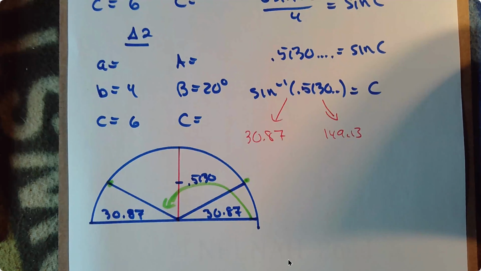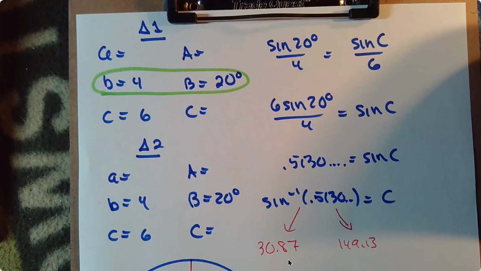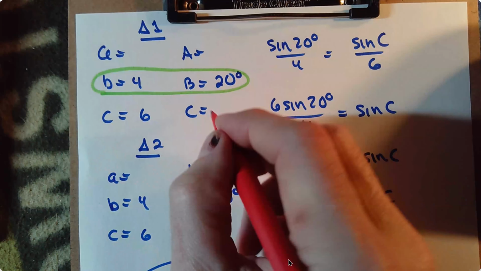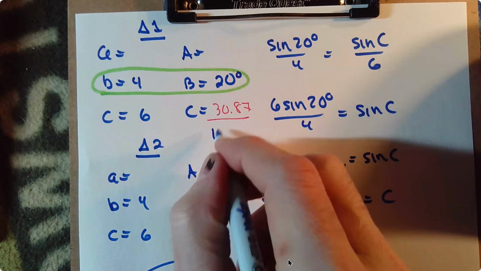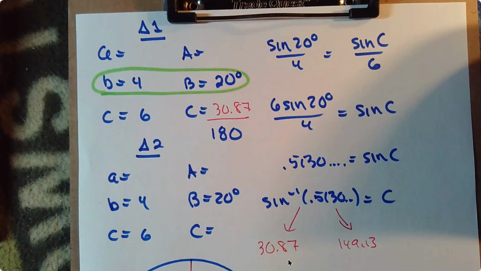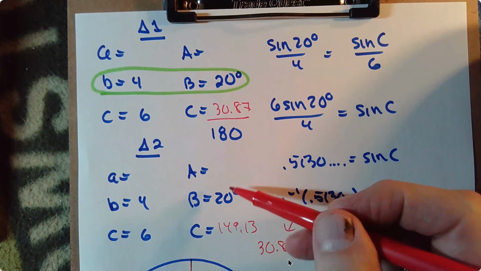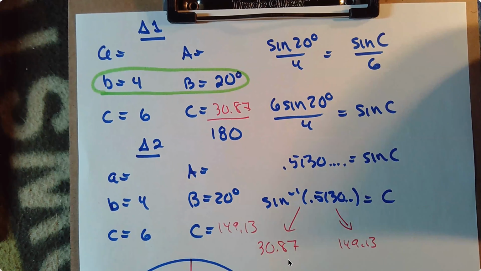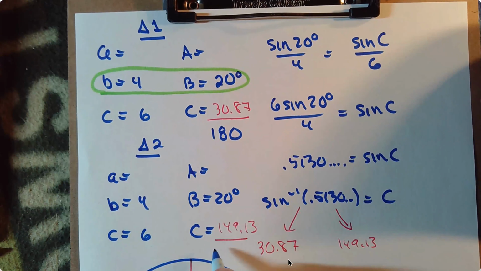Now, can both of those form a triangle? Well, let's put them in and find out. So the first one was 30.87. And since the angles in a triangle have to sum up to 180, we've got room for another angle here, which is angle A. How about down here? This one's 149.13. Do we have room for another angle here? Well, if you add that up, that's 169.13. So by subtracting from 180, yeah, you've got room for another triangle.